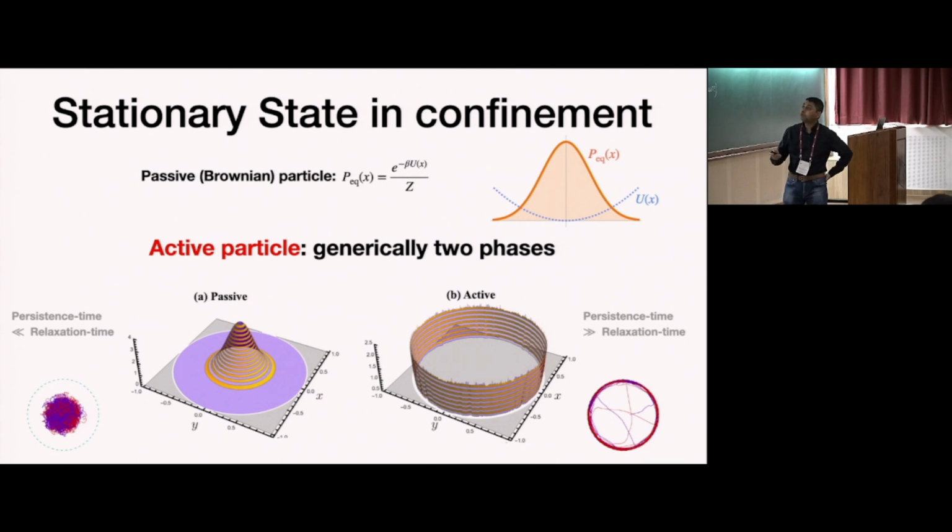Okay, so you can also look at it under confinement. If a simple Brownian particle, like in the first slide I showed, is put in a confinement, what you see is that it goes to a steady state given by the Gibbs distribution.